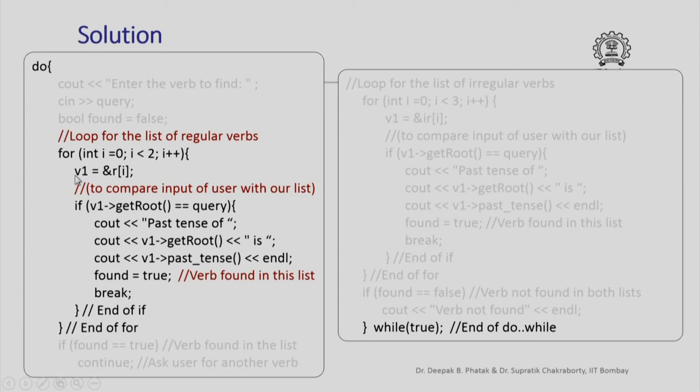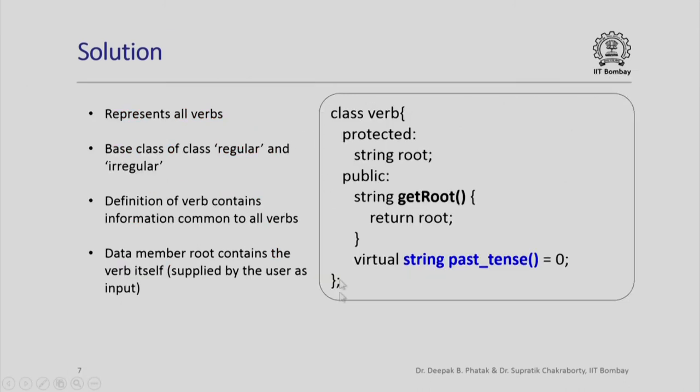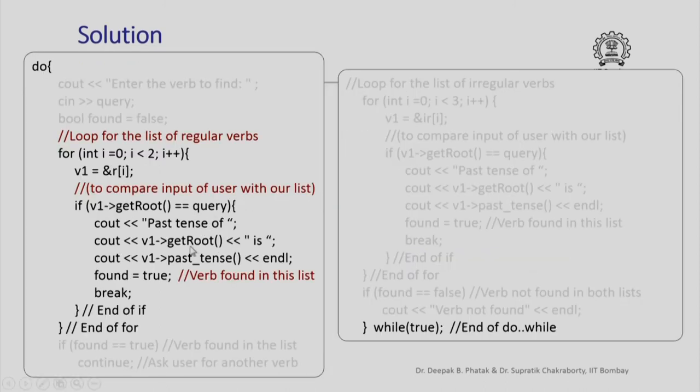But remember also that the base class verb was an abstract class. If you go back here and see, you will notice that the base class verb had a pure virtual method. Therefore, it is an abstract class, and therefore, whenever here I make a call v1 arrow something, it is actually going to find out what is the actual object to which v1 is pointing and invoke the appropriate method from that derived class.